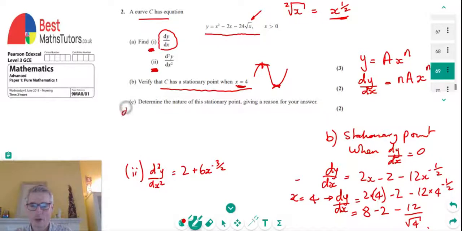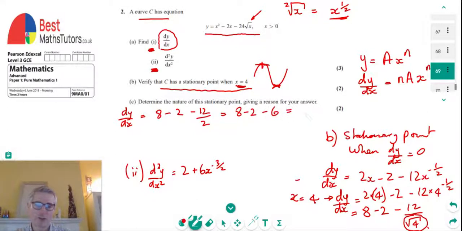So we've got that dy dx is equal to 8 minus 2, and then the square root of 4 here being 2, we've got minus 12 over 2. If we work that out, we've got 8 minus 2 and then minus 6, and we can see that does indeed give us 0, which is what we needed to show.